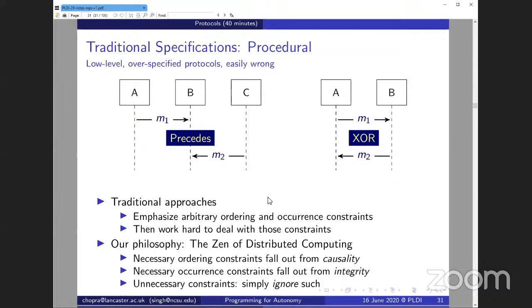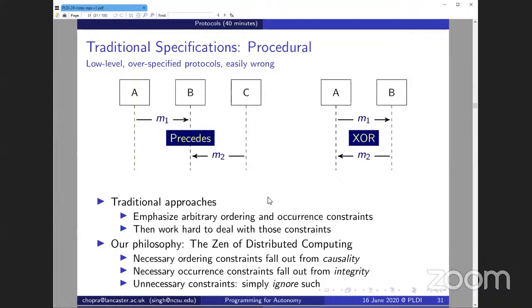Similarly, on the right, we have two parties A and B, and just two messages, M1 and M2, going in the respective directions. Our global constraint is that exactly one of these should occur. Again, it turns out that this is impossible to satisfy without some side coordination, because if A decides to send a message, it's possible that B also decides to send a message. So the constraint is violated because both messages occur. But if A decides not to send a message, it's also possible that B decides not to send a message. And again the constraint is violated, because the constraint was that exactly one of these messages should occur.